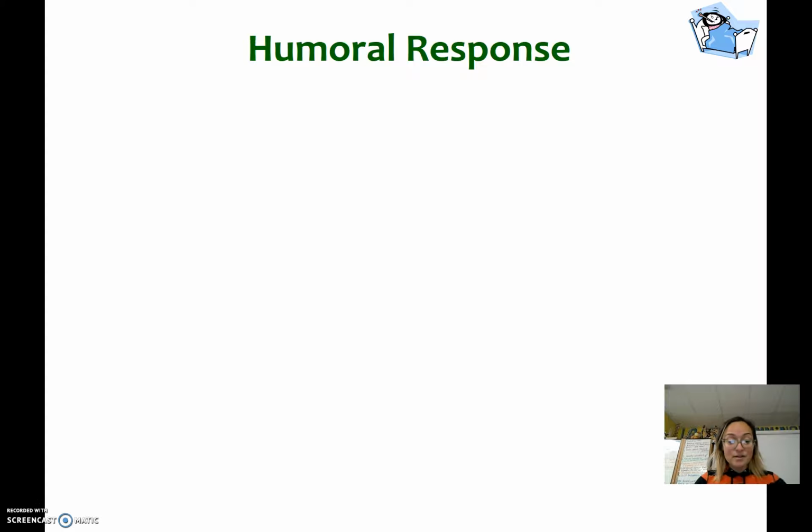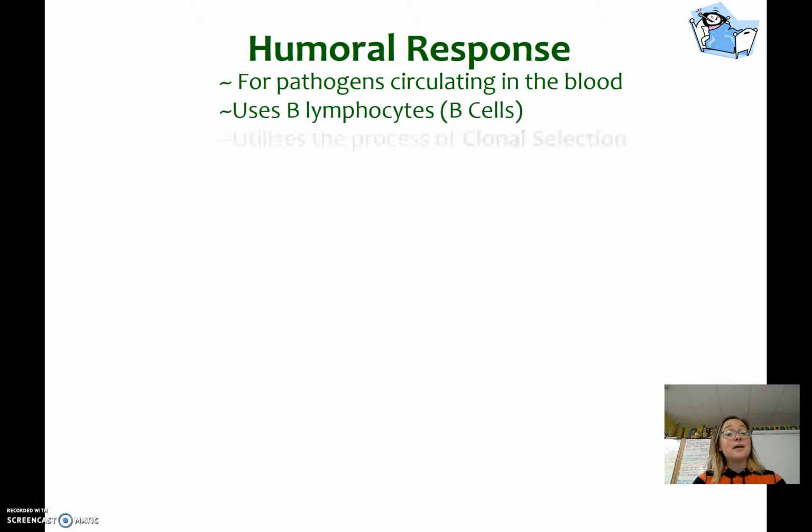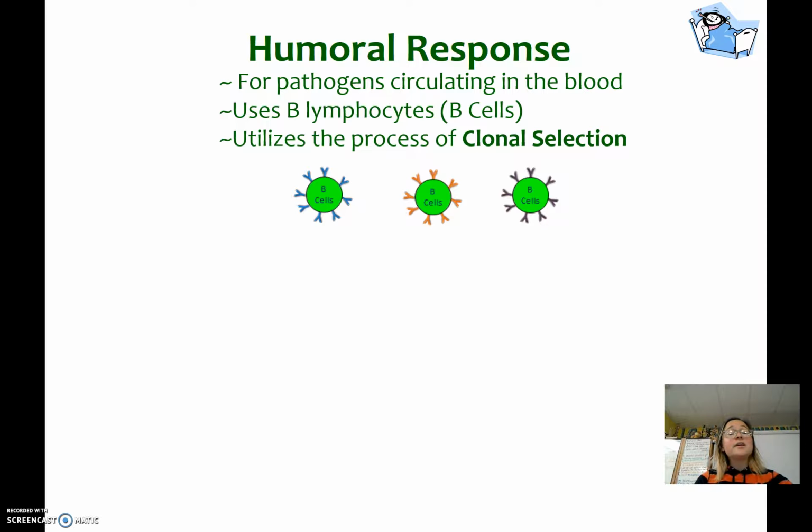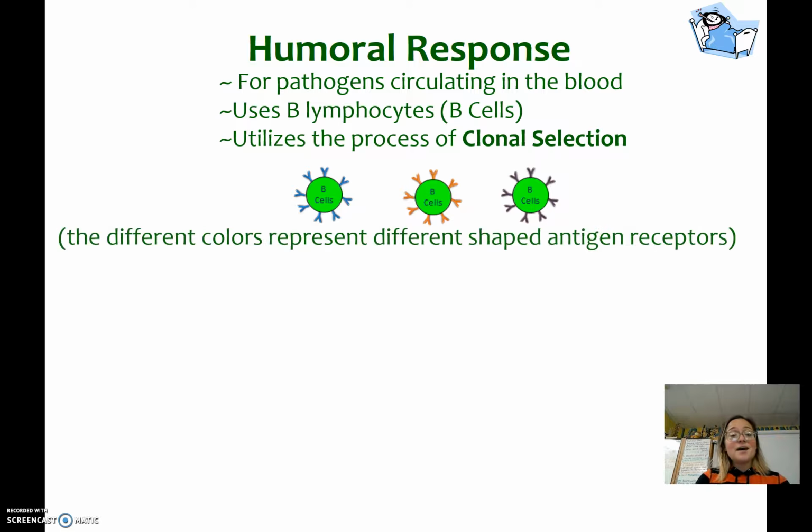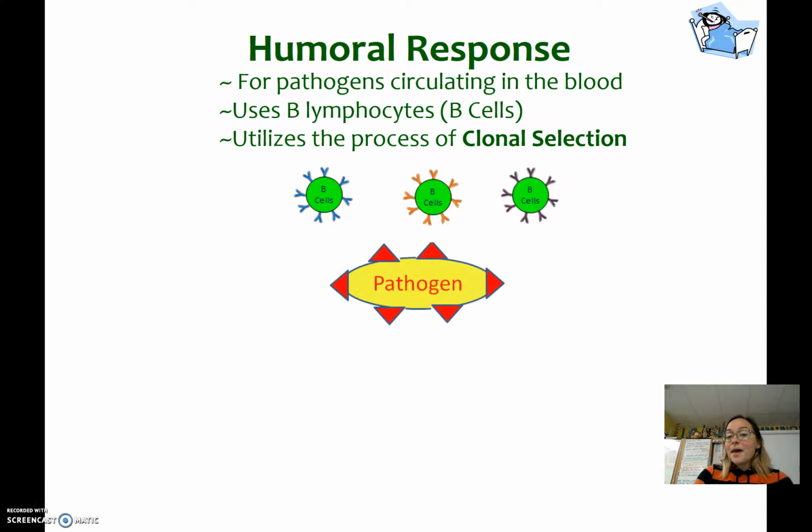Now let's look at our humoral response. This is for pathogens circulating in the blood. We're going to use B cells for this and the process of clonal selection. So here you have 1 million B cells, and I have different colors to represent the different types of antigen receptors. With this, you have a pathogen.